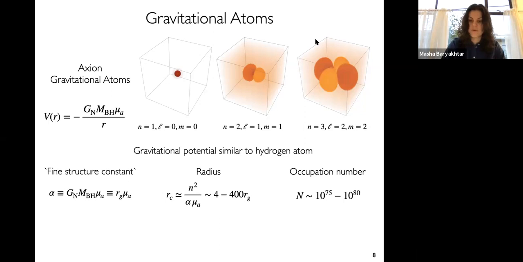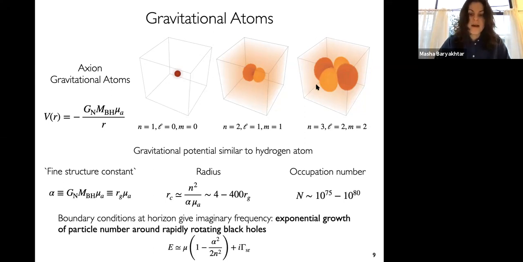And I'll get to where that number comes from. The other important difference is, of course, that these are growing bound states. So unlike hydrogen, where you impose that the wave function is regular at the origin and at infinity, here the boundary conditions at the horizon of the black hole are that everything falls into the black hole because it's a black hole.